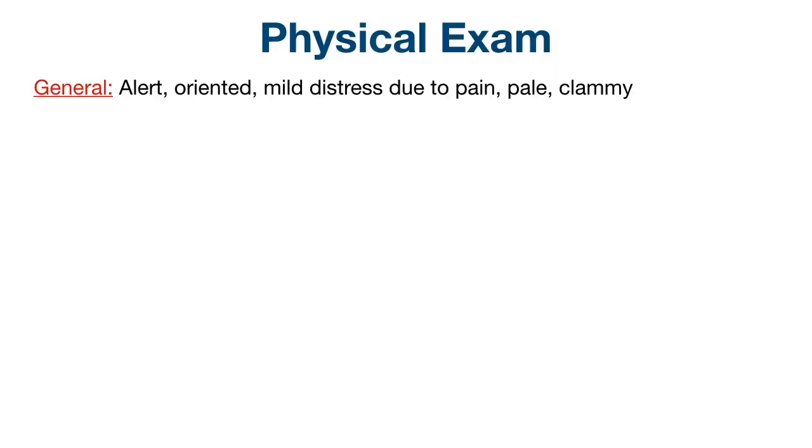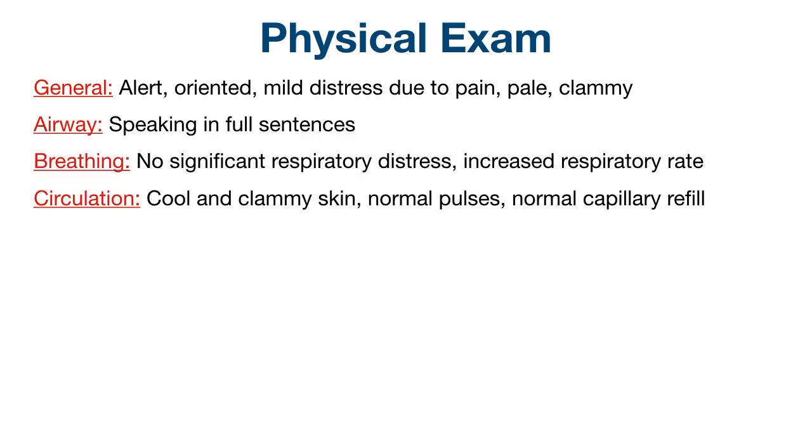When you walk in the room, you see a 68-year-old man who is alert and oriented, is in mild distress due to pain, and appears pale and clammy. You then look at his ABCs. Airway is intact and he is speaking in full sentences. His breathing shows no significant respiratory distress, but does have an increased respiratory rate. His circulation shows cool and clammy skin. Pulses and capillary refill are normal.